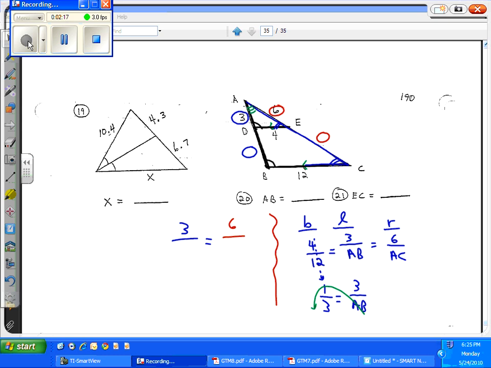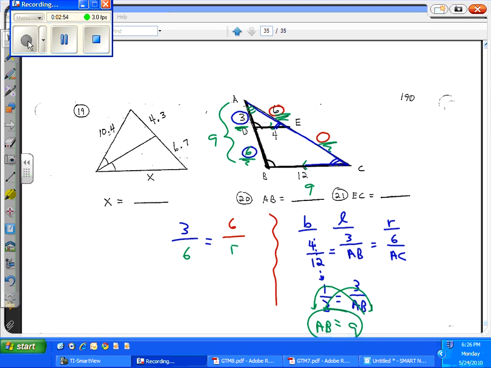To solve, you could cross multiply: AB times 1 is AB, is equal to 3 times 3, which is 9. So AB is 9. Now AB is this whole thing. If AB is 9, then that little piece would be 9 minus 3, which is 6, which you didn't ask for, but that's it. Now, if we wanted to at this point, we could set up a proportion: top piece over bottom piece equals top piece over bottom piece, and find EC. I'll just call it EC.